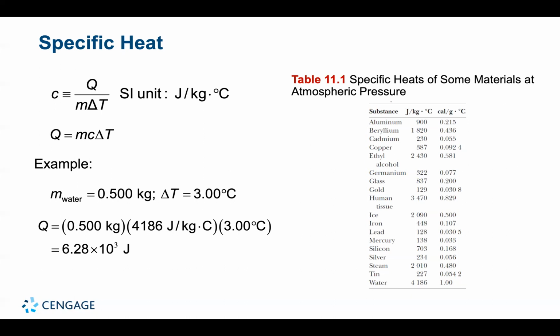We can rearrange this equation to solve for Q. Let's do a quick example. Suppose you want to know the energy required to raise the temperature of half a kilogram of water by 3 degrees. Using our equation for Q, we get this result. Notice that when the temperature increases, delta T and Q are positive, corresponding to energy flowing into the system. When the temperature decreases, delta T and Q are negative and energy flows out of the system.